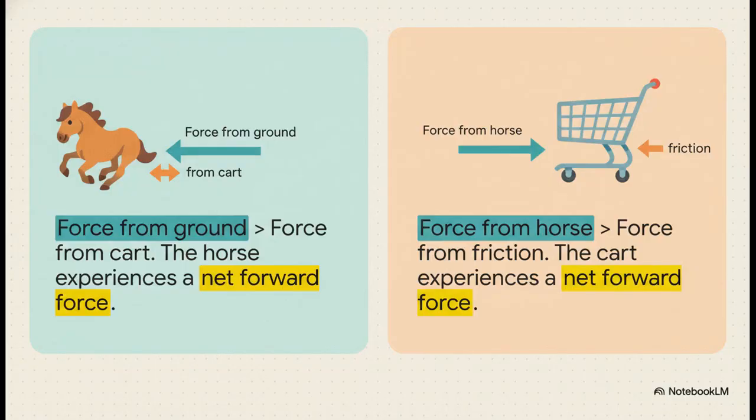To figure out if the horse moves, you only look at the forces on the horse. The forward push from the ground on its hooves has to be stronger than the backward pull from the cart. To see if the cart moves, you only look at the forces on the cart. The forward pull from the horse has to be stronger than the backward drag from friction. They're two completely separate problems.